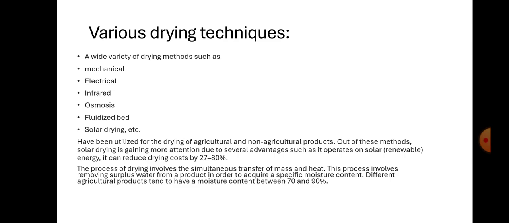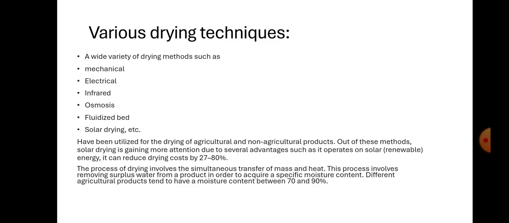There are various techniques in food preservation, including mechanical, electrical, infrared, osmosis, fluidized bed, and solar drying. Among all of them, the best technique is solar drying. These techniques are utilized for the drying of agricultural and non-agricultural products. Solar drying is gaining more attention due to several advantages, such as that it operates on solar energy. It can reduce drying cost by 27 to 80%.